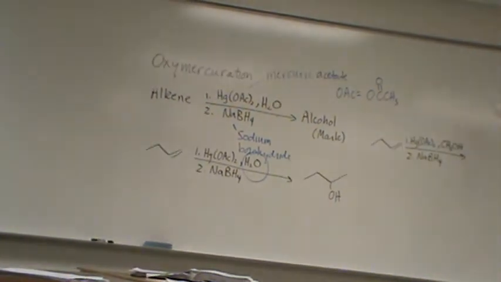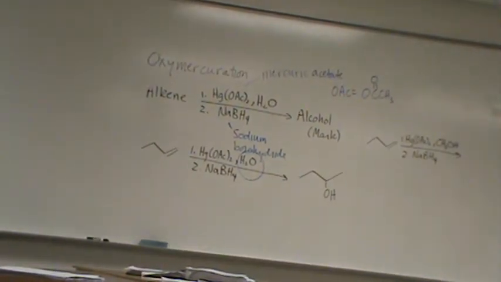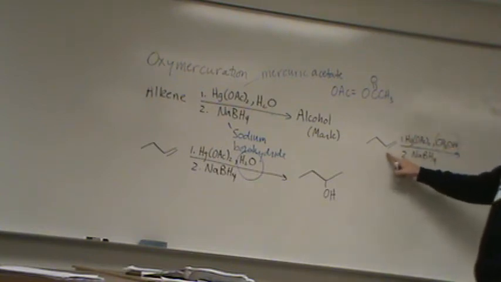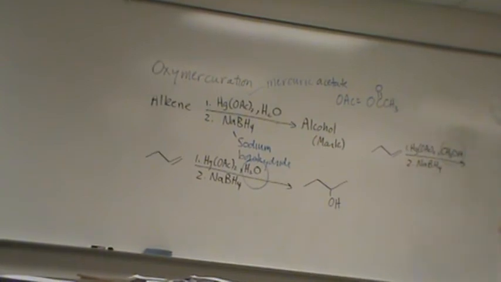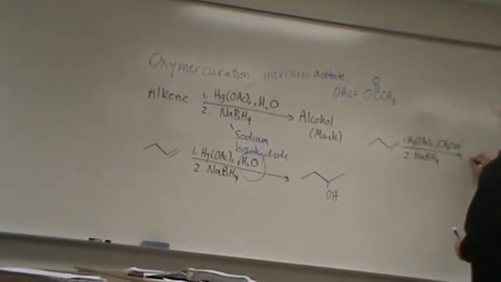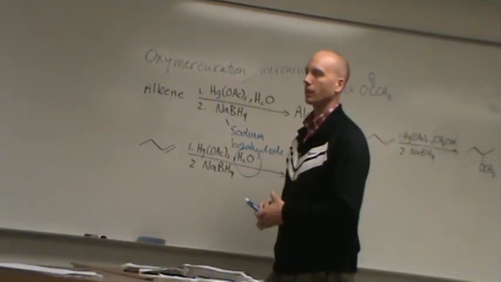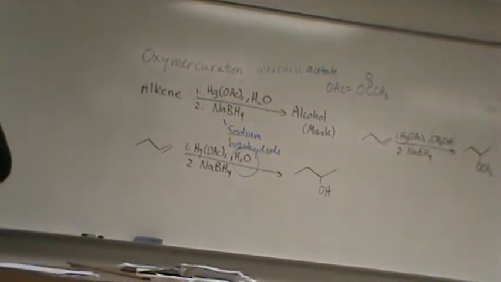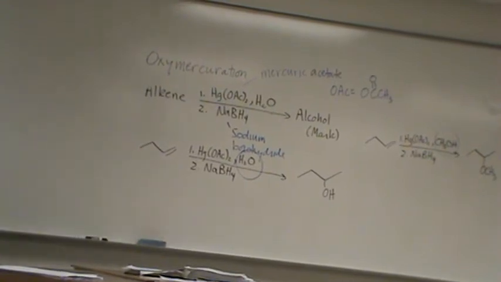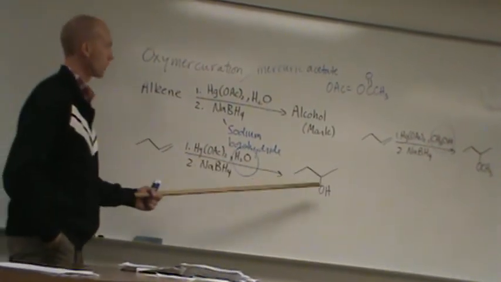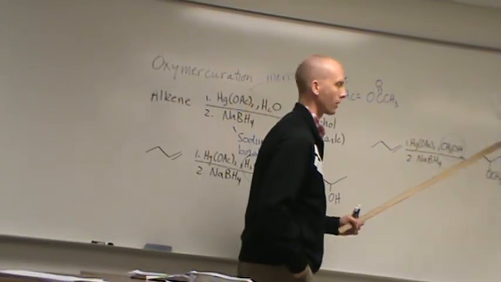Instead of water, you might have an alcohol. Well, when you change this up to an alcohol, now what you're going to get is this adding on instead of the water having added on. So you get OCH3 on there instead. Question? So it all depends on what comes after the mercuric acetate. So if you see water, OH, if you see an alcohol, add it on. It's that easy.